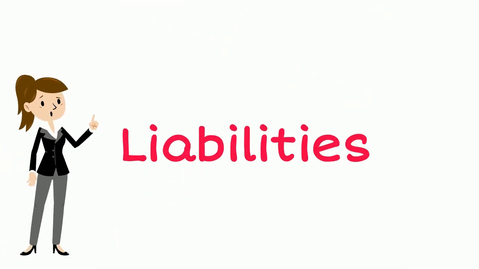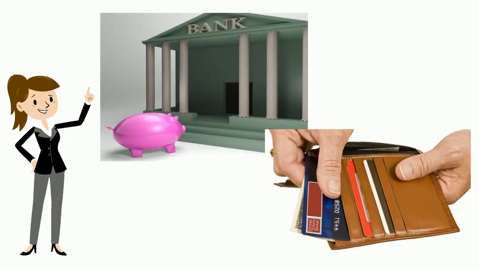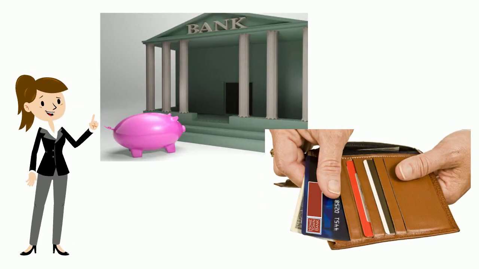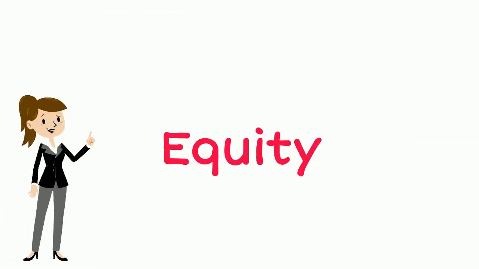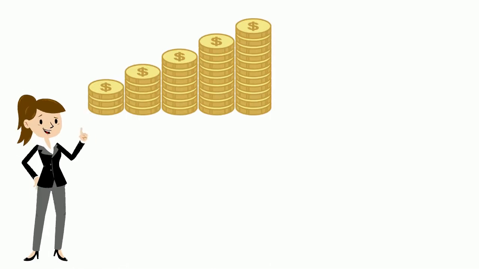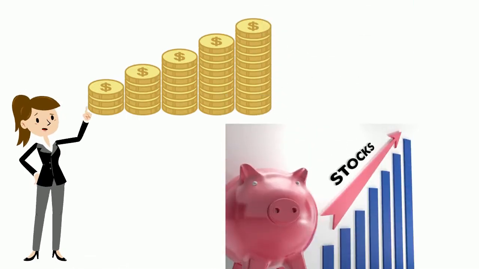Liabilities are the debt of the company. This can include bank loans, credit cards. It can also include monies owed to vendors, to suppliers, and perhaps you have a customer that has paid in advance and the work is owed to them. Equity includes the accumulated earnings of the company and can also include shares invested in the company.